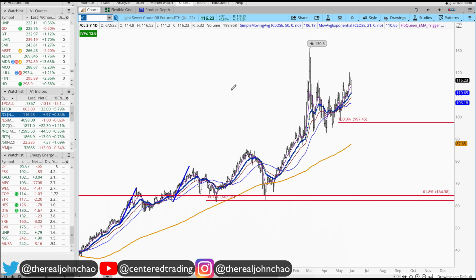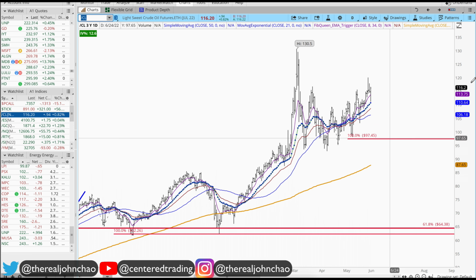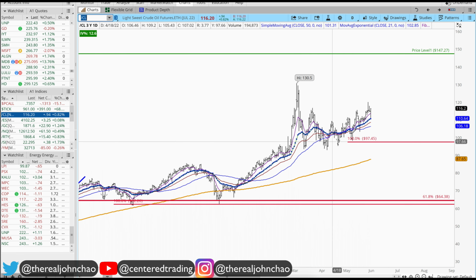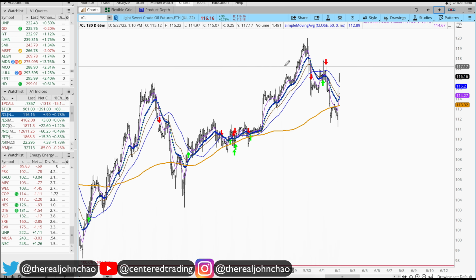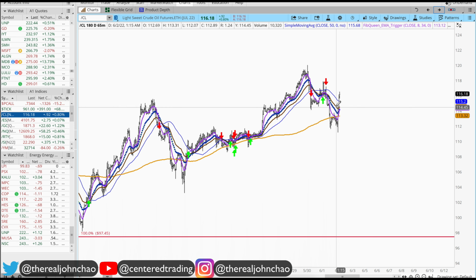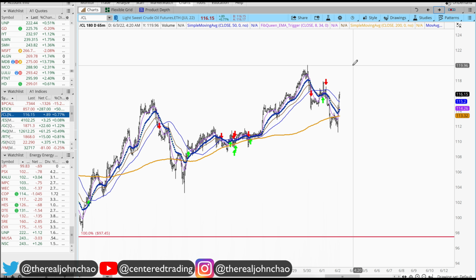Hi everyone, John here. Today we're going to go over some crude oil futures and some components in the energy sector. As we're taking a quick look at oil, we're still charting a series of higher highs and higher lows. On the hourly chart, price is also trading nicely above that 200 moving average.